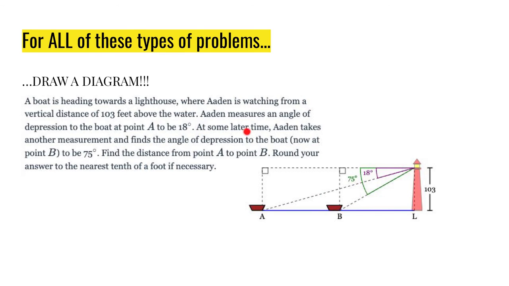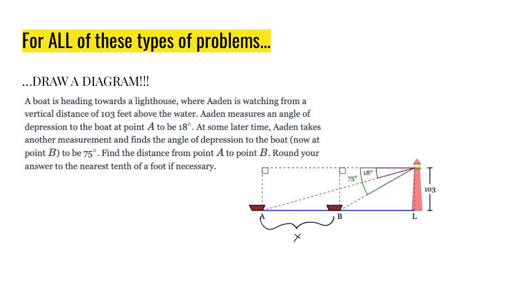At some later time, remember the boat is heading toward the lighthouse, Aiden takes another measurement and finds the angle of depression to the boat, now at point B, to be 75 degrees. Now he's looking at the boat, which has gone closer. That angle of depression is now 75 degrees. Find the distance from point A to point B. Round your answer to the nearest tenth of a foot if necessary. So they are asking for us to find this distance right here.